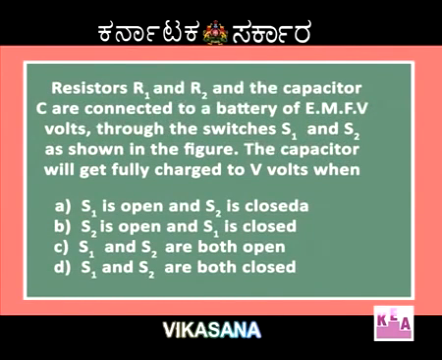Let me now go to the next question. Resistors R1 and R2 and the capacitor C are connected to a battery of EMF V volts through the switches S1 and S2 as shown in the figure. The capacitor will get fully charged to V volts when the options are A, S1 is open, S2 is closed, B, S1 is closed, S2 is open. C, S1 and S2 both are open. D, S1 and S2 both are closed.